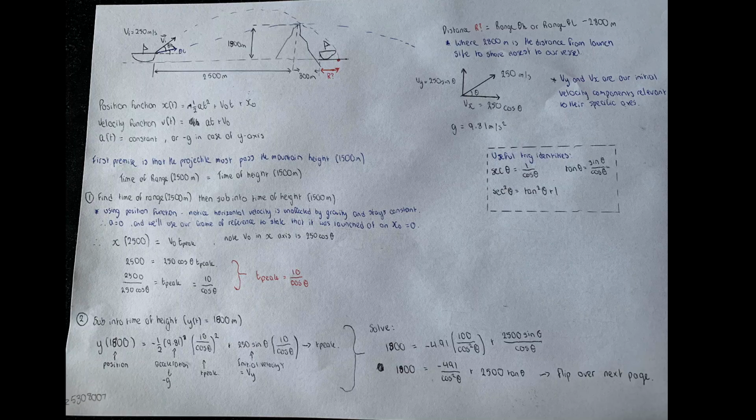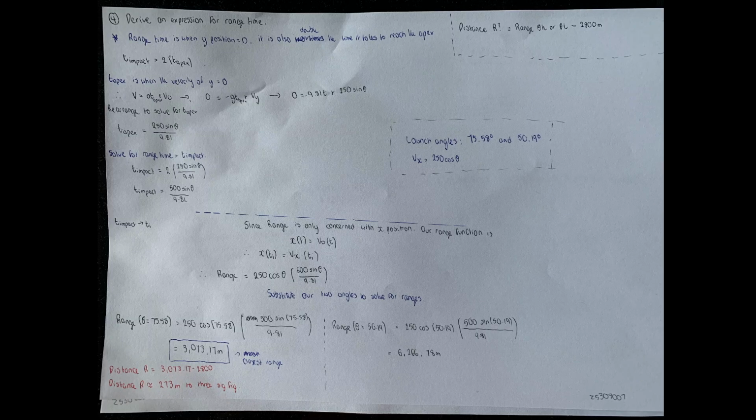Now moving on to actually finding the range. Oops, that's the wrong photo. This is the one. Now we have to derive an expression for range time. Range time is when the y position is equal to 0, but it is also known as double the time it takes to reach the apex. As I've noted just down here, t impact is equal to 2 times t apex. T apex is when the velocity of y is equal to 0.